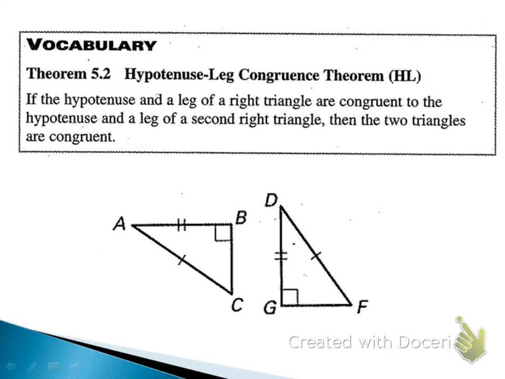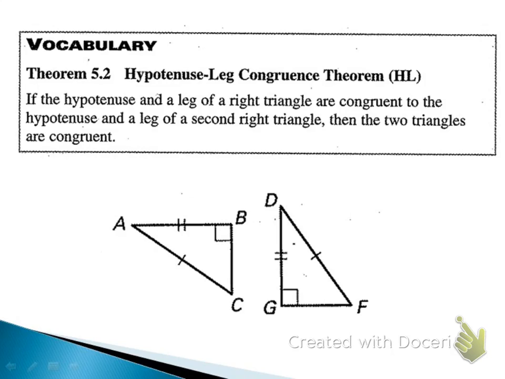Alright, this is the information that I want you to write down. This is the new stuff. So this is our new theorem, the hypotenuse leg congruence theorem. This is just another way to prove that triangles are congruent. So we already have side, angle, side, angle, side, and now this is the final one we're going to put on the list, the HL theorem.